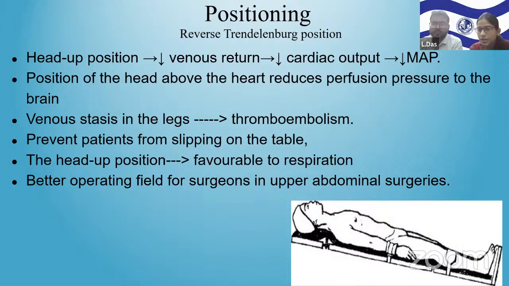Ma'am, in this position the hemodynamic changes due to pneumoperitoneum are all aggravated. There is a further decrease in venous return in this position, which will further decrease our cardiac output. Whereas it is favorable for our respiratory system because the cephalad displacement of our diaphragm is decreased. So there is a relative increase in FRC, which can lead to lesser VQ mismatch and better oxygenation of blood. Also, venous stasis in the legs promotes thromboembolism.